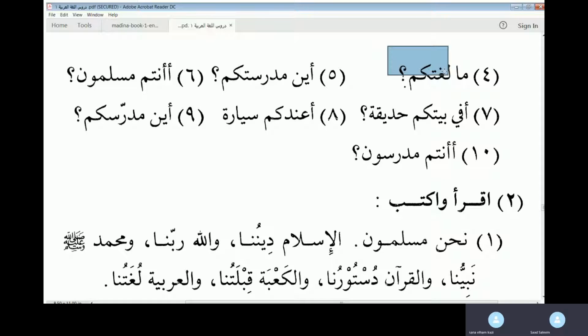Ma lughatukum? What is your language? Lughatuna arabiyyatu. Our language is Arabic. It's arabiyyatu, not arabiyyati, because it's not mudaf mudaf ilayh. It's just a language. In Lughatuna, the Lugha is mudaf and Na is mudaf ilayh. Then language is other, it becomes separate. That's why we are not using kasra with the word. We cannot use kasra with alif, that's why we say lughatuna.